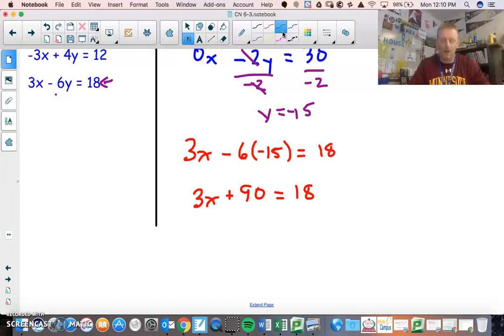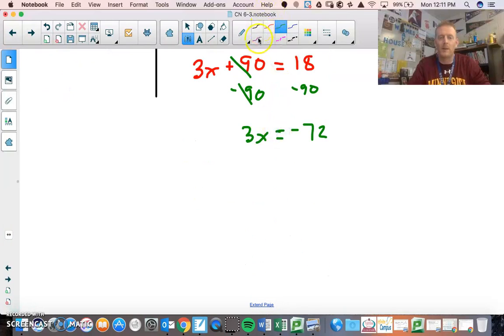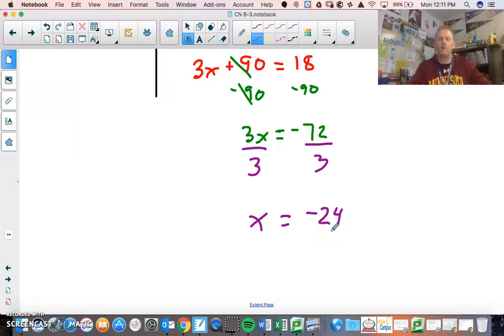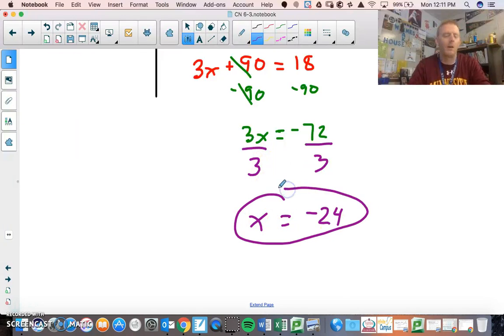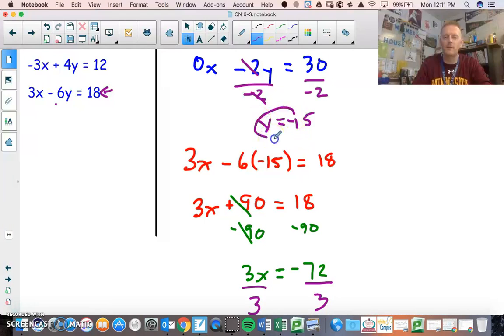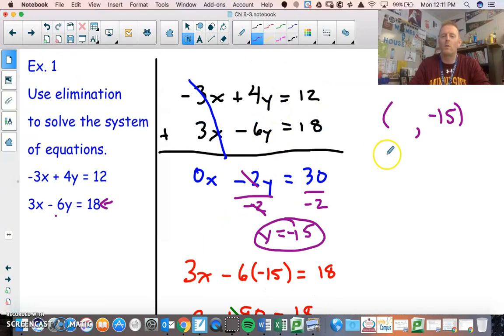So this is going to turn into 3x plus 90 equals 18. Since you guys have been rocking it for a long time, all we got to do is subtract 90. You all know what to do. We find ourselves with 3x, and 18 minus 90 is negative 72, so 3x equals negative 72. Kind of a big number, but no big deal. Then we divide by 3, divide by 3, and we find out that x is equal to negative 24. Let me double check that. Okay, perfect. So my x and my y make one ordered pair of negative 24, negative 15.